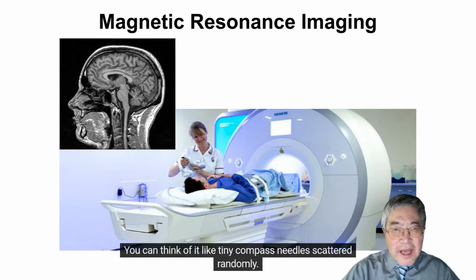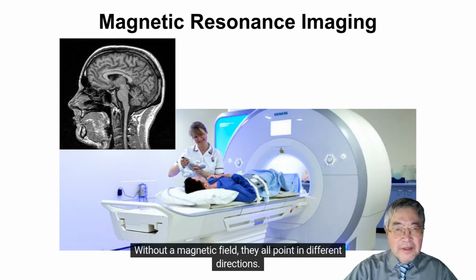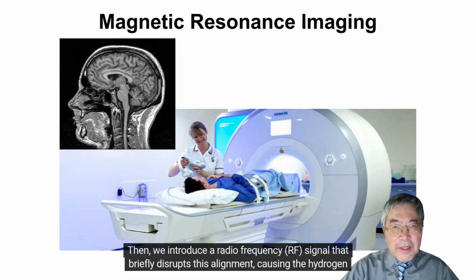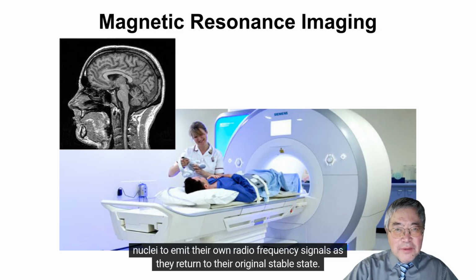You can think of it like tiny compass needles scattered randomly. Without a magnetic field, they all point in different directions. But once the strong magnetic field is applied, most of them line up neatly, just like compasses pointing north. Then we introduce a radio frequency, RF, signal that briefly disrupts this alignment, causing the hydrogen nuclei to emit their own radio frequency signals as they return to their original stable state.